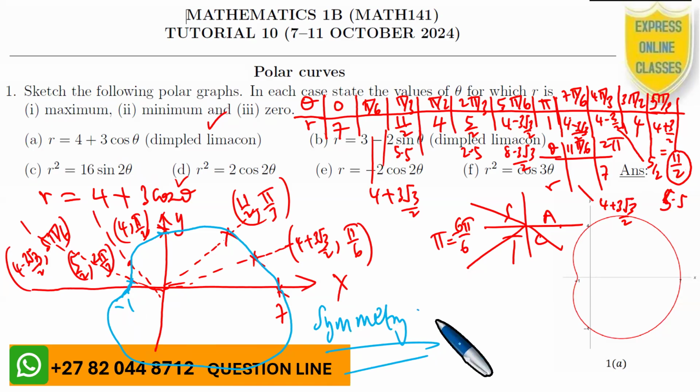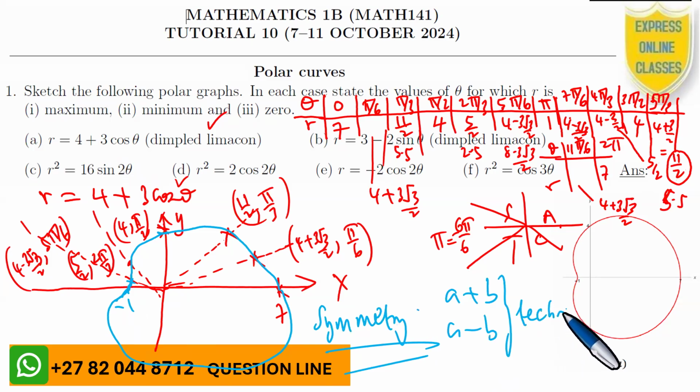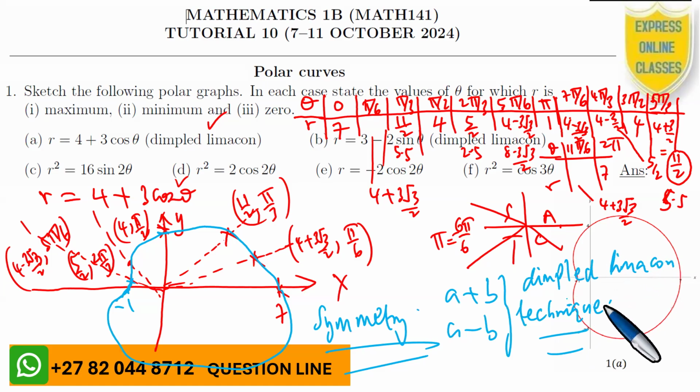But obviously, when you return, we shall use the a plus b technique and also the a minus b technique to sketch these, to simplify the sketching so that we don't take forever. But this will be the example of a friend called the dimpled limacon.